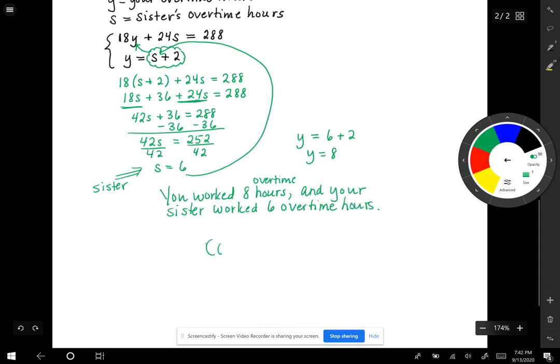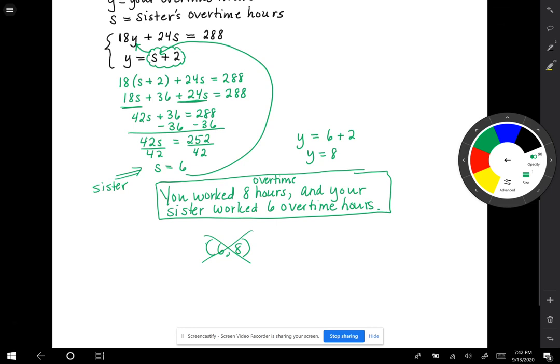This is not allowed, because I don't know what 6 and 8 mean. That doesn't tell me anything in this particular problem. So this is your final answer, right? And that is it for the substitution method. Next, we will talk about the elimination method.